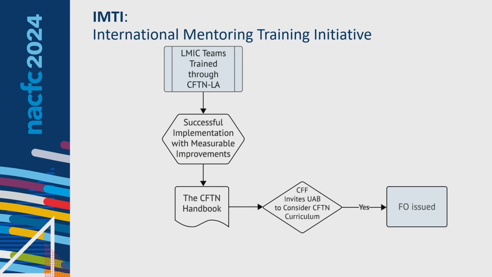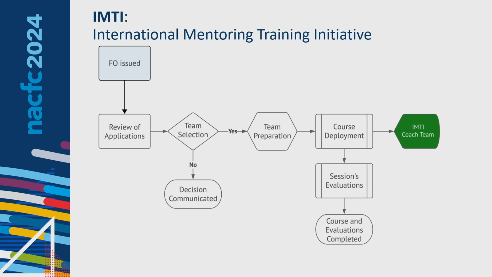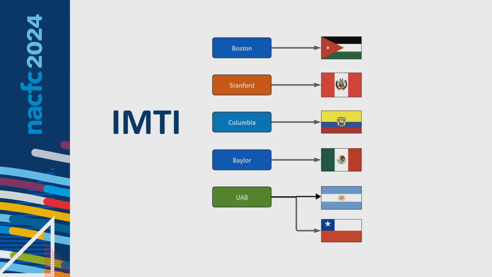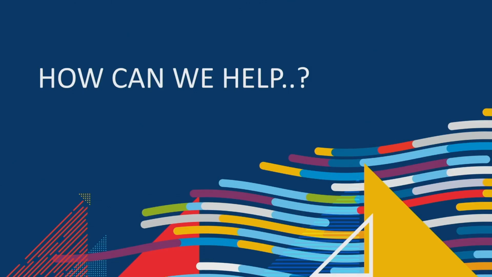And so the foundation called for a funding opportunity, and there were 15 or 16 or 18 teams that applied to the program. And we were fortunate to have the CF Foundation select teams from Boston, Stanford, and Columbia. And in fact, Dr. Ulwer is presenting their experience as one of the second wave of coaches training other teams. So here now we have how can I change, how can I help? By training other teams who have great potential. And this we have from Jordan, Mexico, Ecuador, from Dr. Sadegi's team, Baylor, Mexico, and UAB has taken Uruguay and Chile.